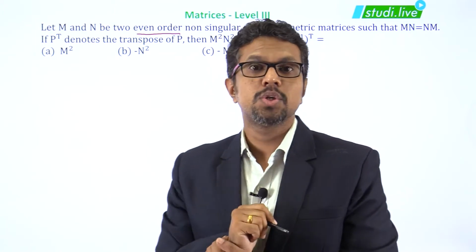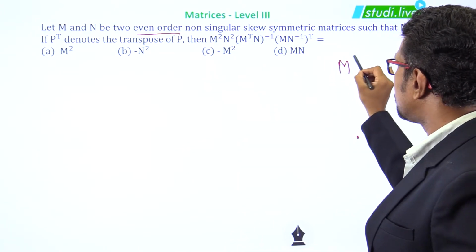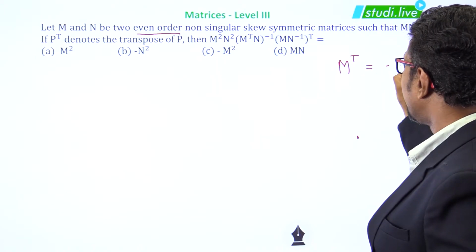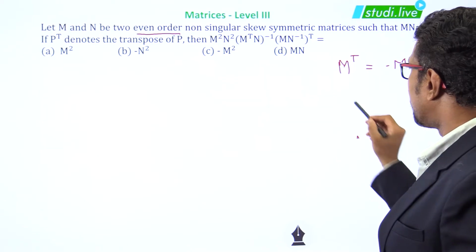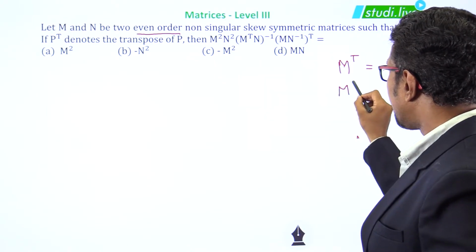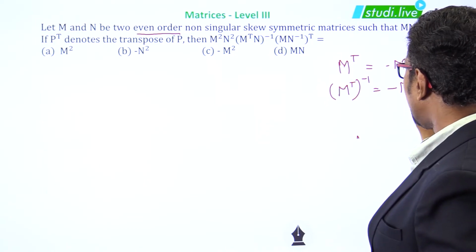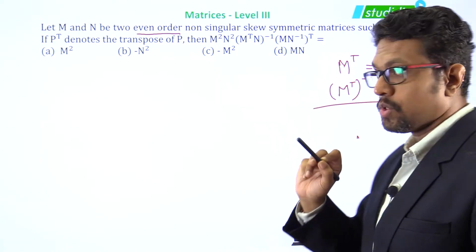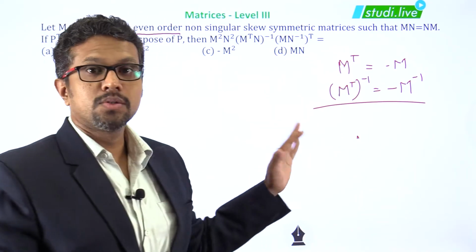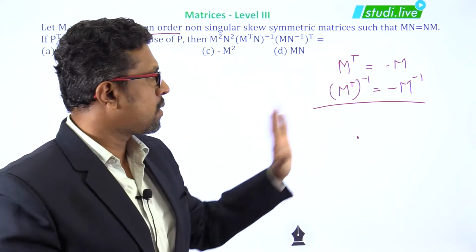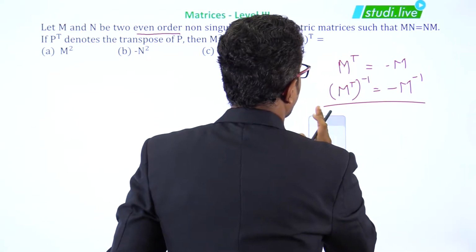Now when we are saying it is a skew symmetric matrix, it means M transpose is equal to minus M. So skew symmetric means this part. Also, the inverse of M transpose is equal to minus of M inverse. This is also a property which is satisfied by a skew symmetric matrix. So keep this property also in your mind while we are solving this question.